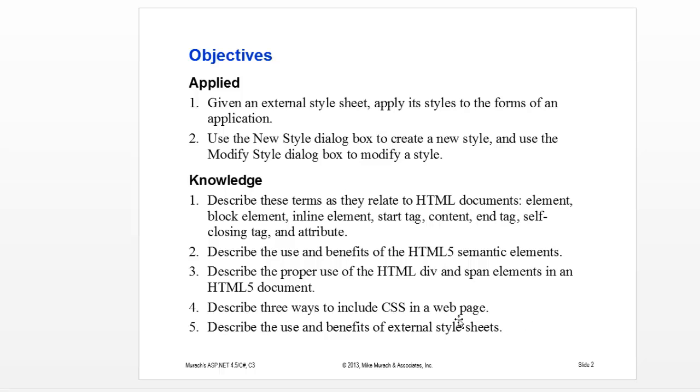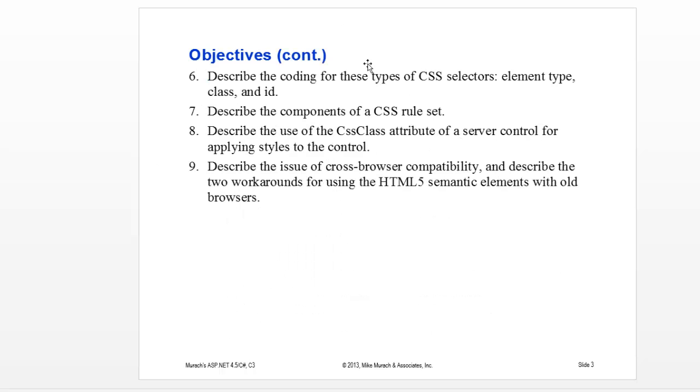And describe the use and benefits of external style sheets. Describe coding for different types of CSS selectors, or 3 types we will explore: the element type, class, and ID. So describe the components of a CSS rule set. So we'll talk about different rule sets and the selector, the property names, and the values that go with them. We will also describe the use of the CSS class attribute of a server control in our ASPX documents.